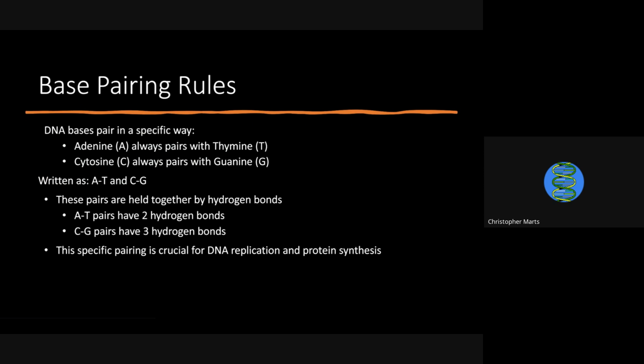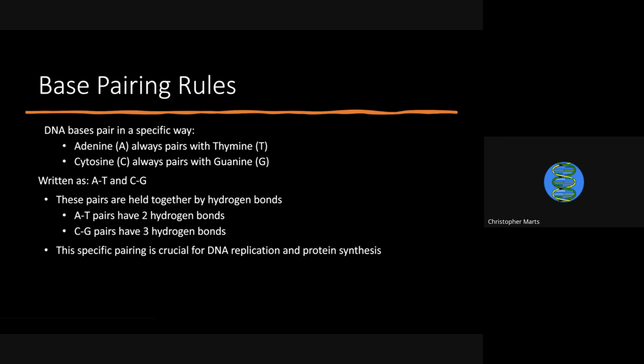Easy way to remember these is apple in the tree. So adenine and thymine, A and T. So apple in the tree, and then car in the garage, cytosine and guanine, C and G. So apple in the tree, car in the garage. So they will always pair together.